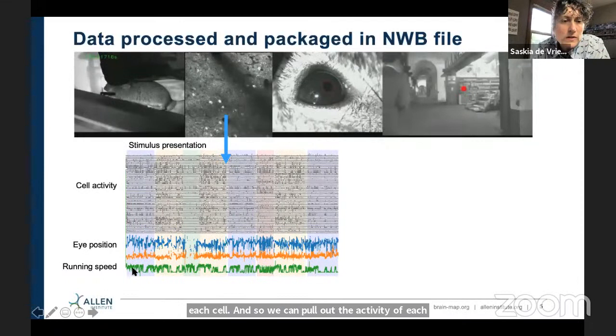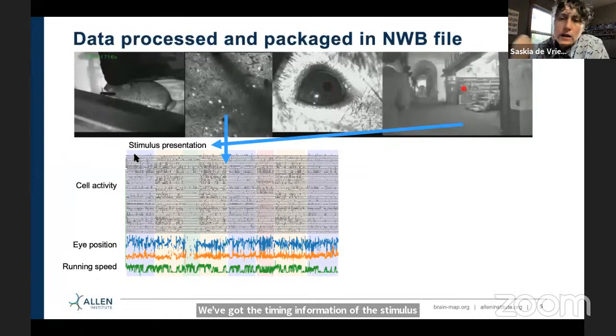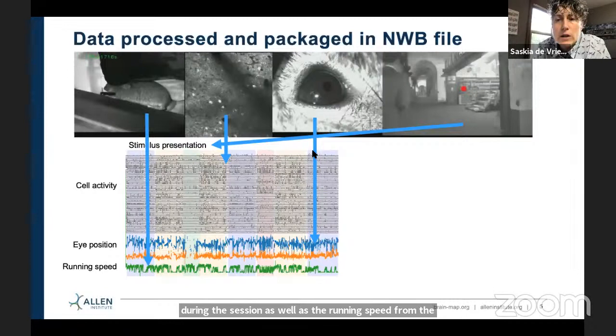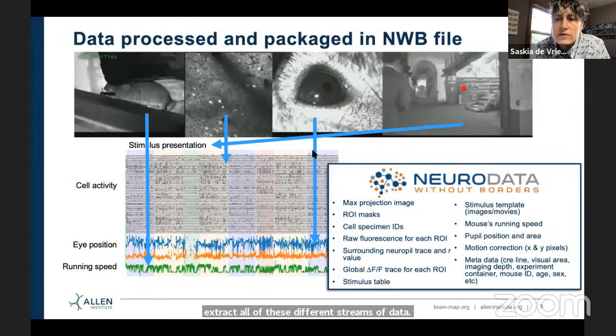We've got the timing information of the stimulus, when each different frame of the stimulus is being shown. That's being overlaid coarsely here in terms of just different colors in the back of this plot. We are extracting the eye position during the session, as well as the running speed from the running disc that the mouse is on. And so we're able to extract all of these different streams of data, and then we package them into a NeuroData Without Borders file. This is a standardized file format that we use that is made to facilitate data sharing. And this includes all of these data streams, as well as a lot of rich metadata and other information, so that these NWB files are what we then share with the broader community, and all of these pieces of data are then available.